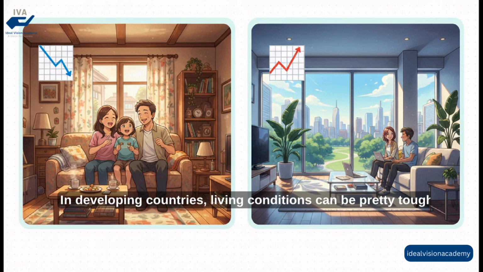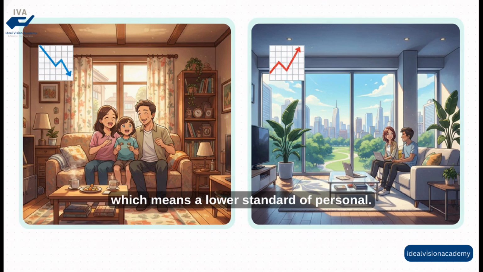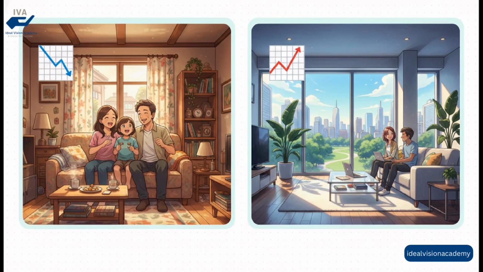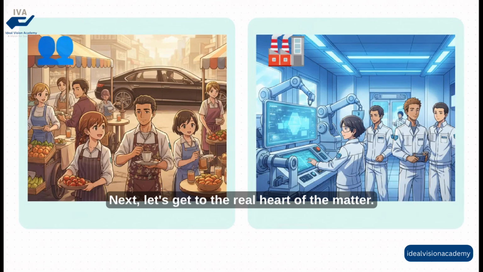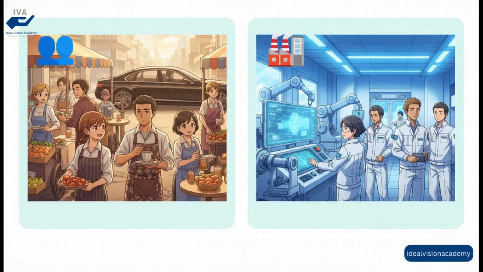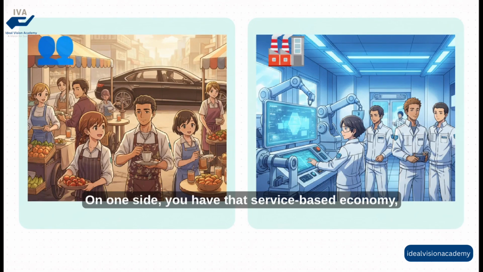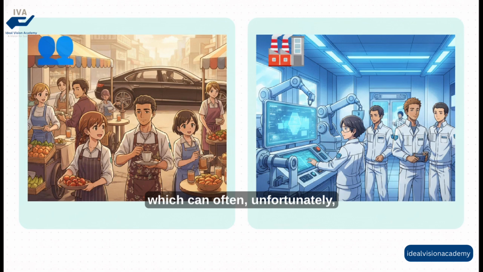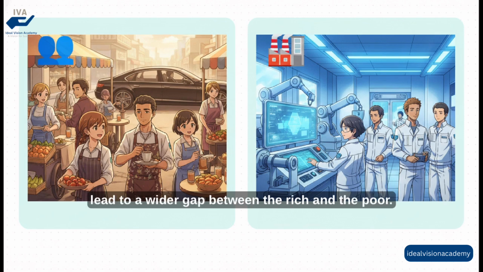In developing countries, living conditions can be pretty tough, which means a lower standard of living overall. Meanwhile, in developed nations, you've got these strong economies that can support much better living conditions and a higher quality of life pretty much across the board. Next, let's get to the real heart of the matter, their economic engines. On one side, you have that service-based economy, which can often, unfortunately, lead to a wider gap between the rich and the poor. On the other side, you've got an industrial powerhouse, which generally tends to have lower income inequality. Now, of course, no system is perfect, but it's a major, major difference.